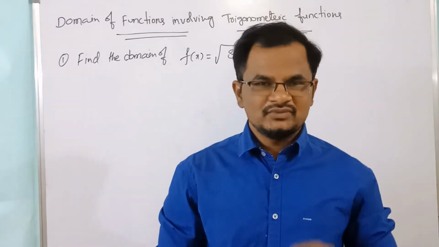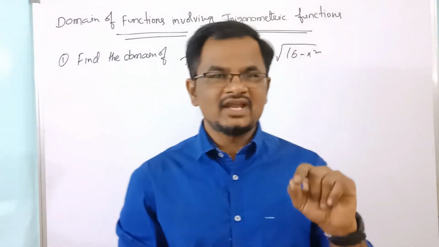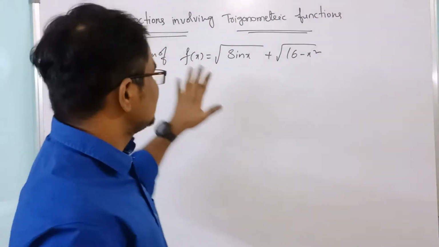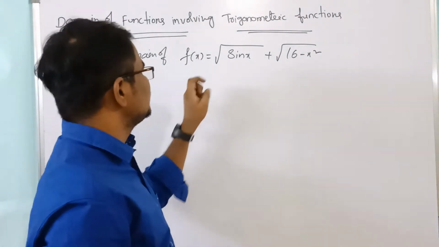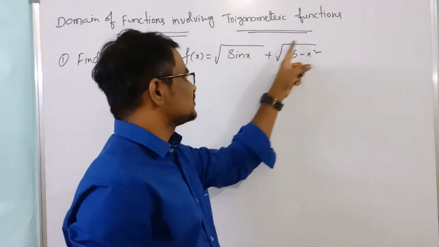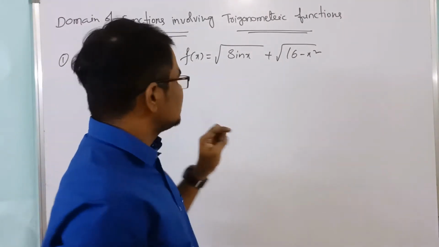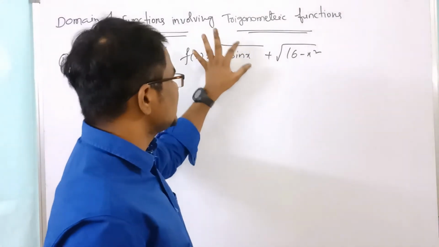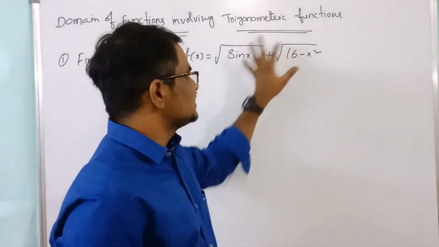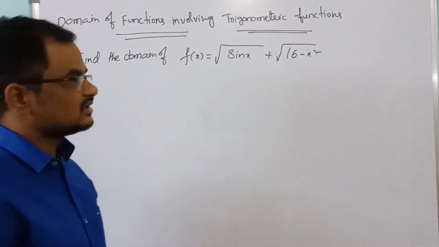In this video, we will discuss the domain of functions involving trigonometric functions. In the first problem, I have taken f(x) = √(sin x) + √(16 − x²). To find the domain of this function, we take the domain of each part, and the intersection of the two is the required domain of the given function.